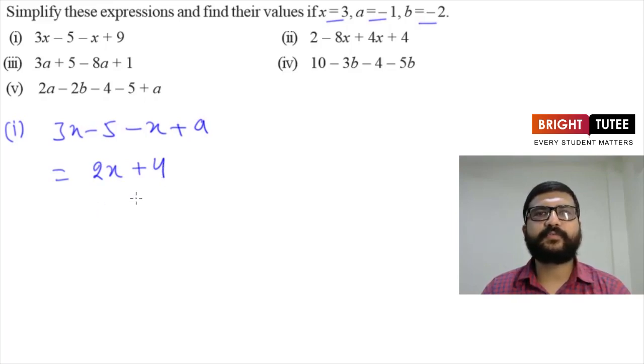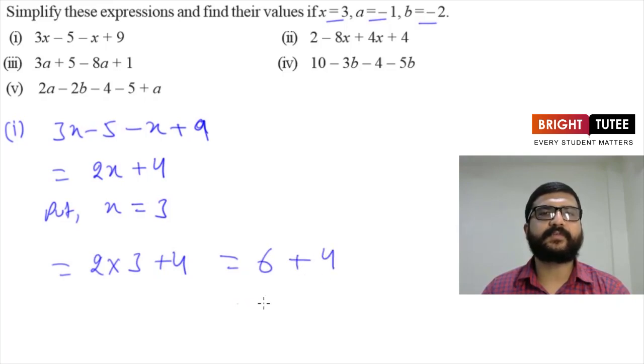Now what we are going to do, we are going to put x equal to 3 here, as there is only one variable x, so no need of putting a equal to minus 1 and b equal to minus 2, because we are not having any a and b here. So now let's put x equal to 3, so this will give us 2 into 3 plus 4. 2 into 3 is 6, so this will be 6 plus 4 and this is equal to 10.